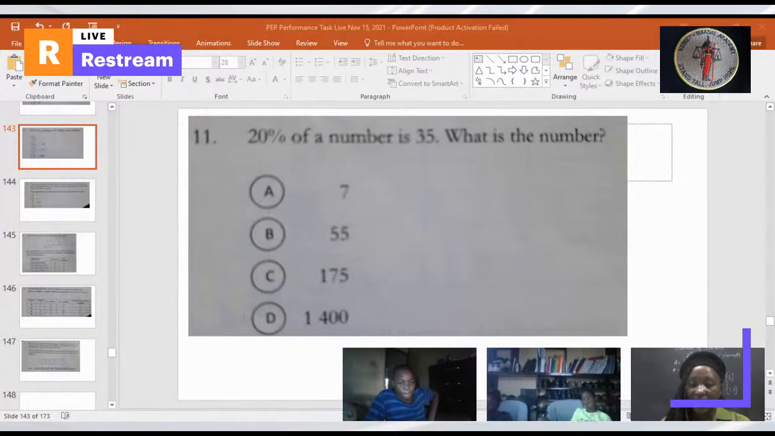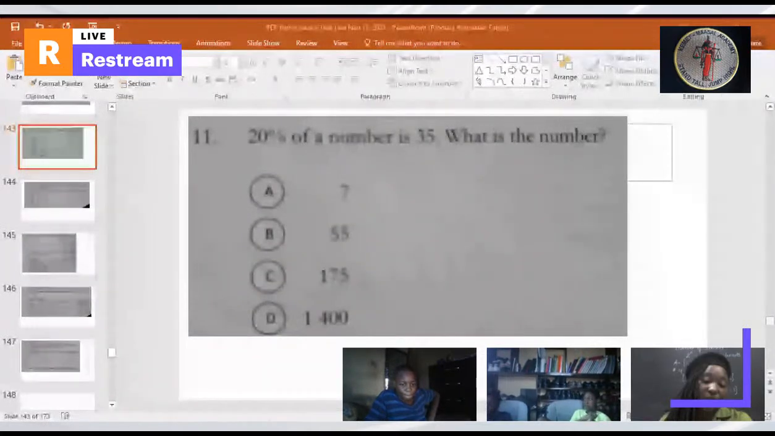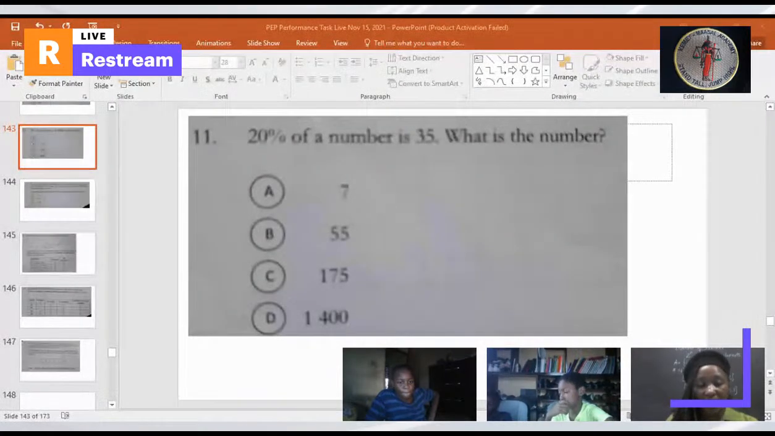Say it wasn't a multiple choice and you weren't given options. You'd have to know what to do if you don't have options to do trial and error. If that's the only thing you can do, if you can't think of any other way, then definitely try each one to see if it works out. Are you back with us, Alyssa?